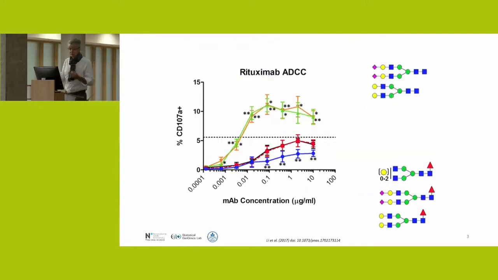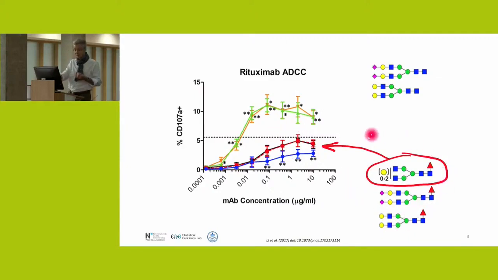Right, here is an example. This is rituximab. This is a monoclonal antibody, which is on the list of WHO essential medications. And the original formulation carries the glycans like this, right? And then you can see how, by increasing the concentration of this antibody, the red line shows you how you induce antibody-dependent cellular cytotoxicity, right? Response in NK cells.